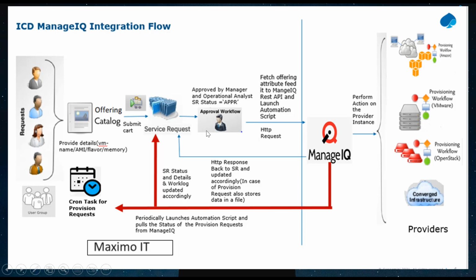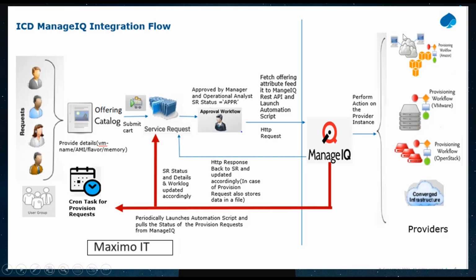When that is done, the service request passes to ManageIQ, and from there on, ManageIQ executes this service request by feeding it to the provider instance. In this case, we're talking about AWS, although it can be anything: VMware, OpenStack, any cloud provider that the user wants to access. So ManageIQ feeds the request and starts working on what has been asked by the user.